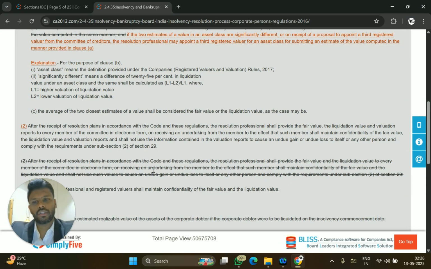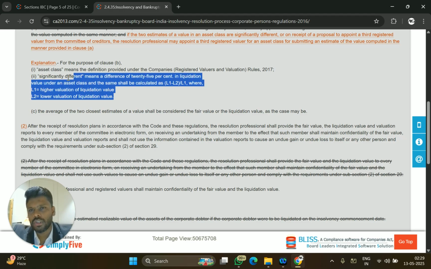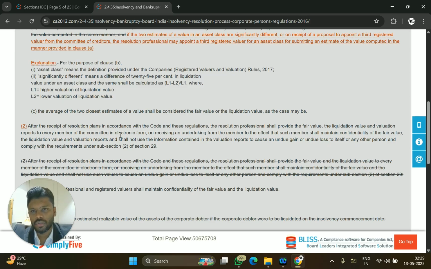So, in case both the valuers who have been appointed have estimates that are quite considerably different, for example, a valuer says the value of the assets is 100 crores, and the other valuer says the value of the assets is 800 crores. There's a considerable difference. So, to bridge this difference or to have better understanding, the RP can also appoint a third valuer, or the committee of creditors, for reasons best known to them, can also propose to appoint a third valuer. In that circumstance, a third valuer will be appointed. And once the third valuer is appointed, in this methodology, the fair value and the liquidation value will be computed.